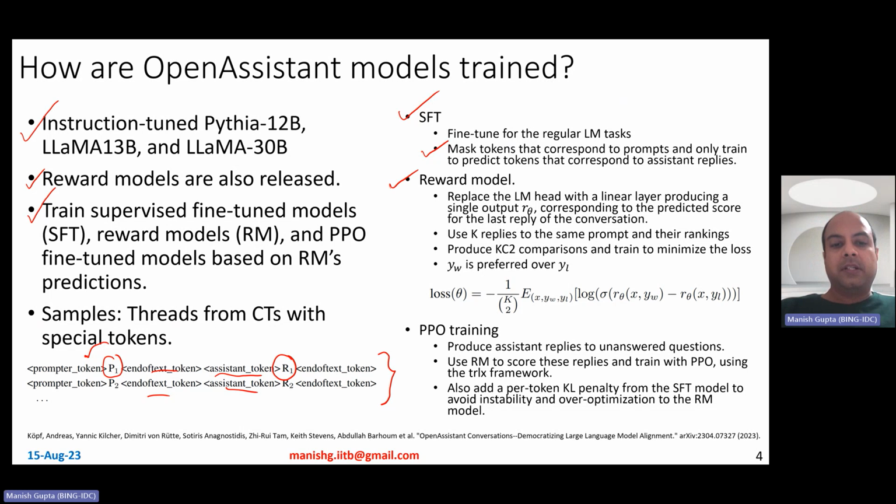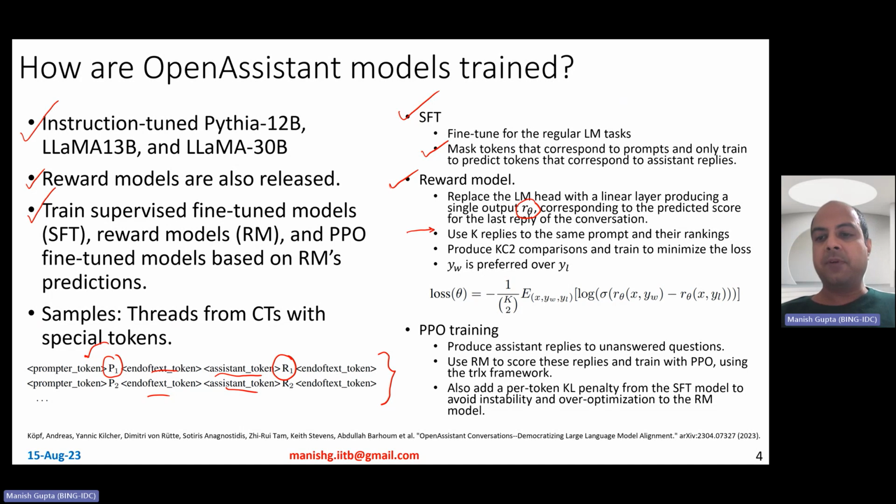Reward model. So for reward model training, you replace the language model head with a linear layer, which basically computes the reward score. We will call that reward score R theta, where theta are the parameters of the reward model. And R theta corresponds to the prediction score for the last reply of the conversation. So how good is that last reply? That is the intuition for the predicted score, right?